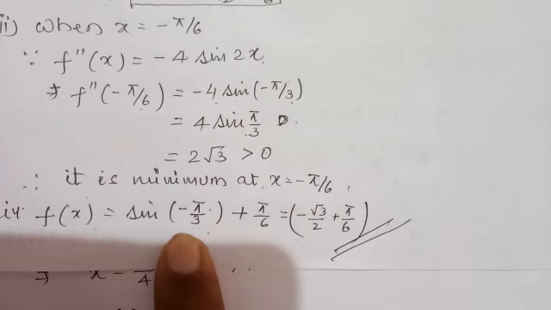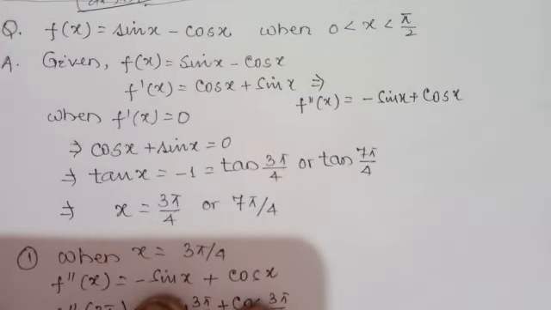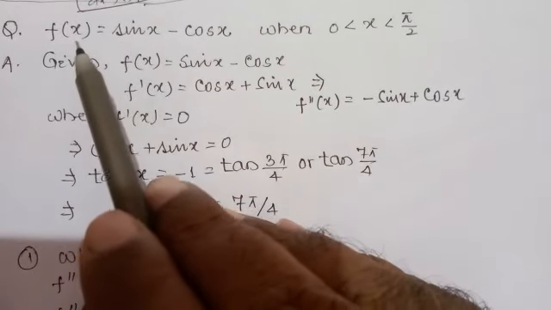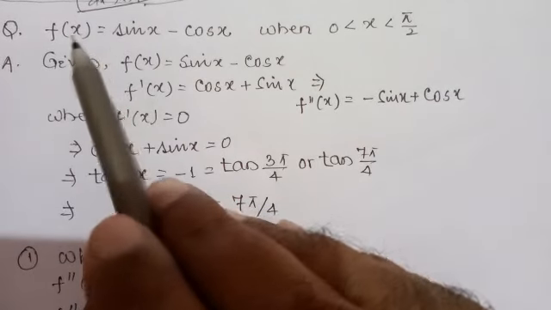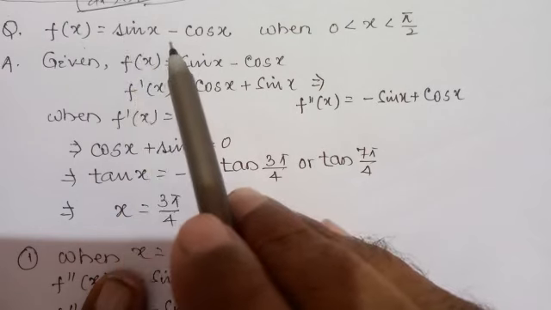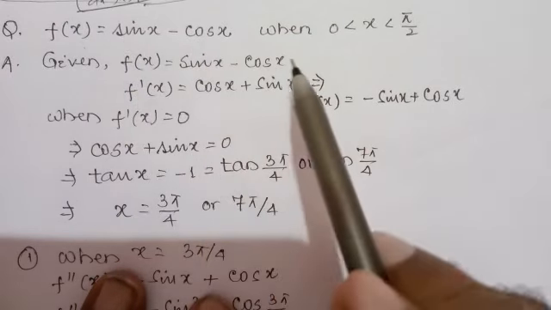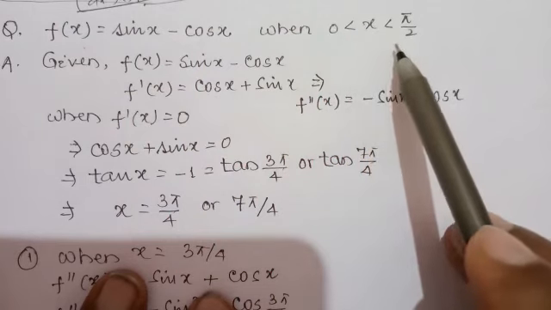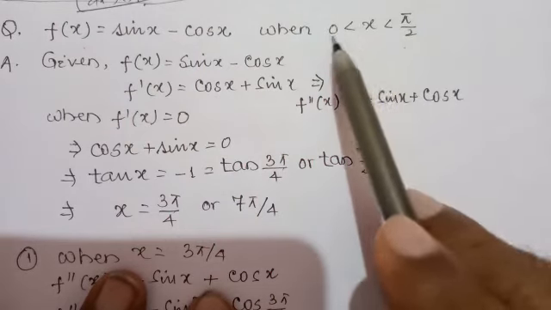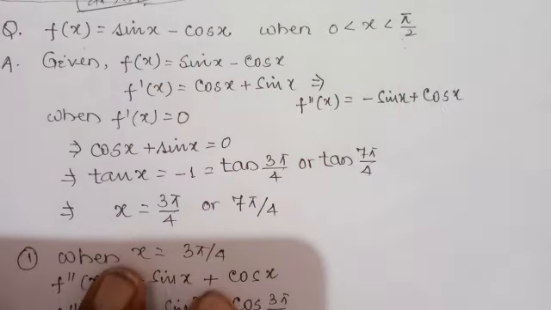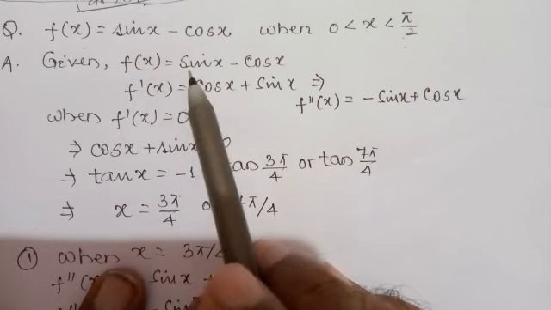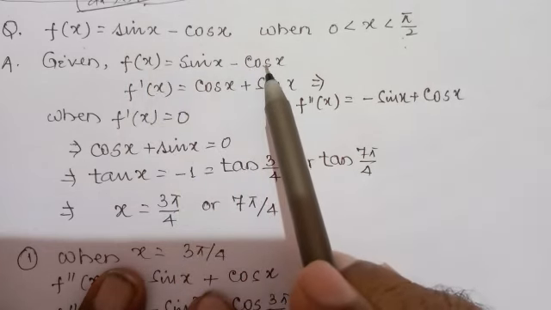See children, one more question. See the question. Find the maximum and minimum value of f(x) is equal to sin x minus cos x when 0 less than x less than pi by 2, that is our interval. Again use the same steps. What is given? f(x) is equal to sin x minus cos x.